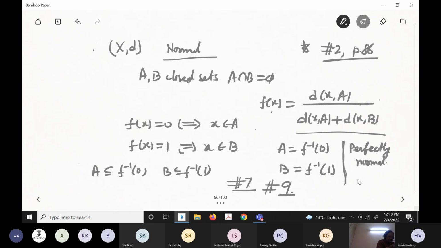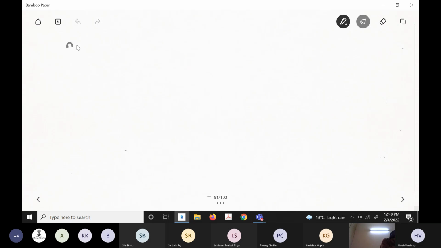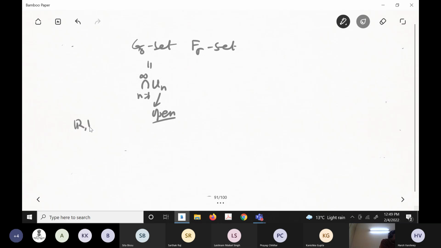They're talking about G delta set and F sigma set, so I am recalling that. What is a G delta set and an F sigma set? A G delta set is a countable intersection of open sets. This need not be open. In R you get this thing: any point x, each of them is open in R, but the intersection is not open. Understood? So if you have a countable intersection of open sets, it is called G delta.